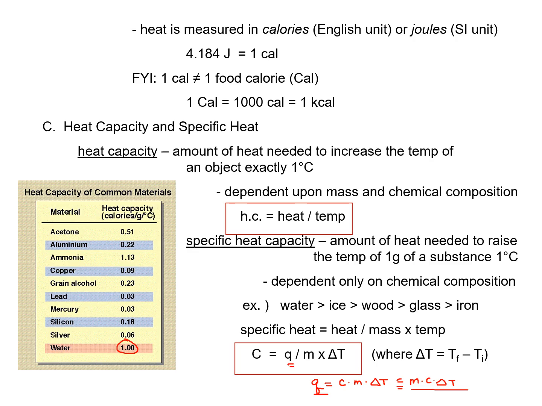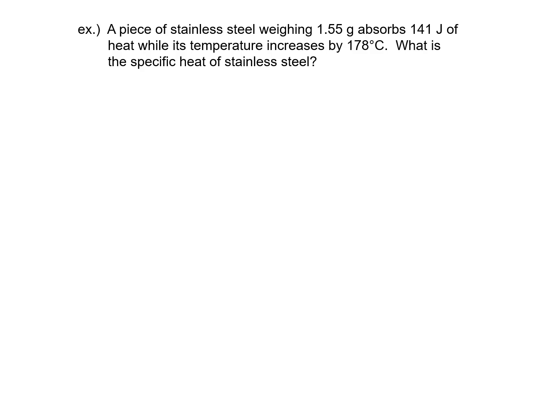We're going to do some work with that. So let's try a practice problem. I have a piece of stainless steel. It weighs 1.55 grams and it absorbs 141 joules of heat, while its temperature increases by 178 degrees Celsius. It wants to know what's the specific heat capacity of the stainless steel.